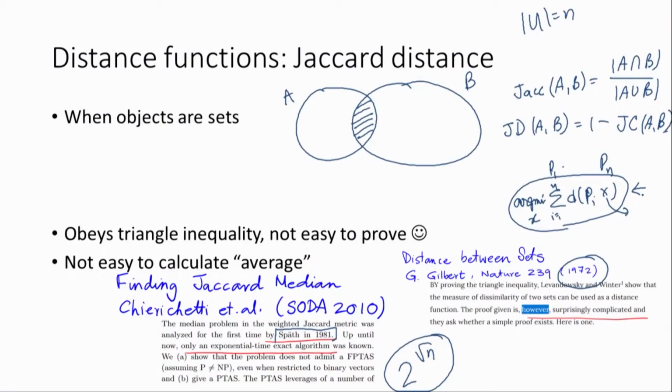So imagine how surprising this is. We have known about this distance for over 100 years. We know about the first polynomial time algorithm in 2010. Even that gives an approximate Jaccard distance. I mean, it solves this problem approximately.